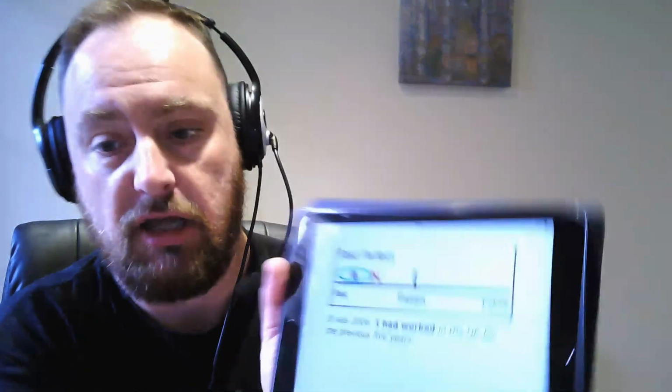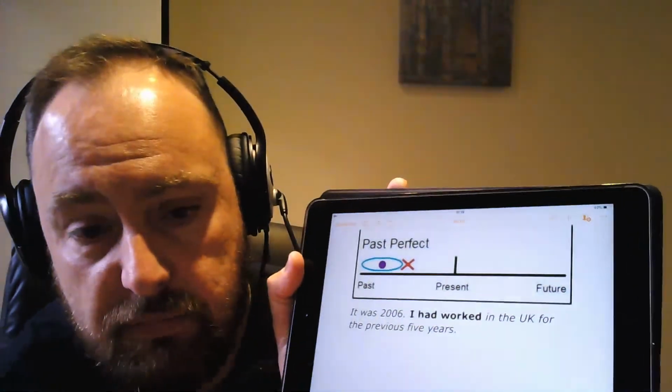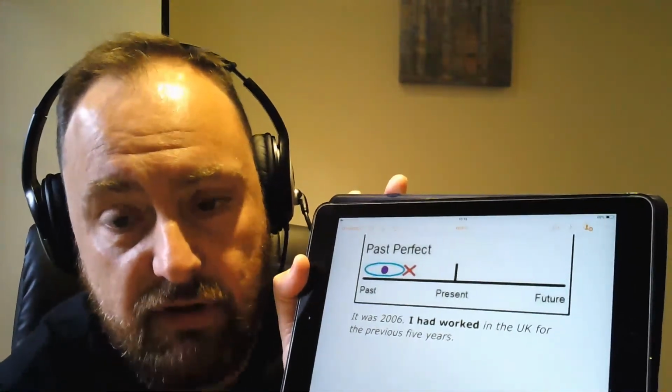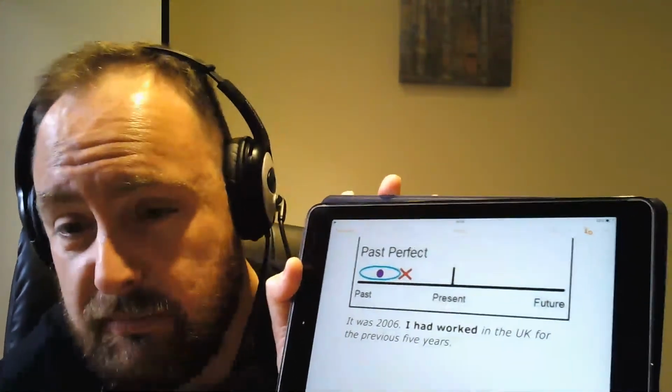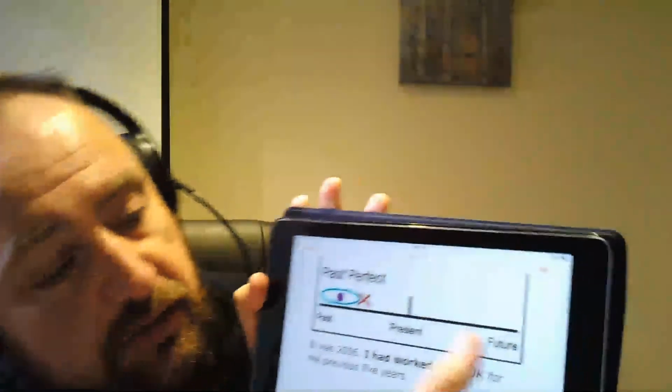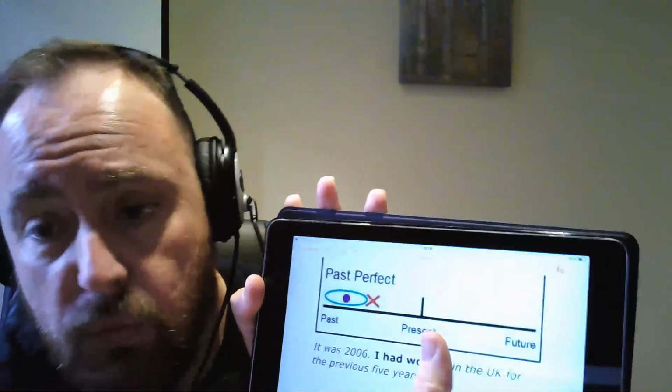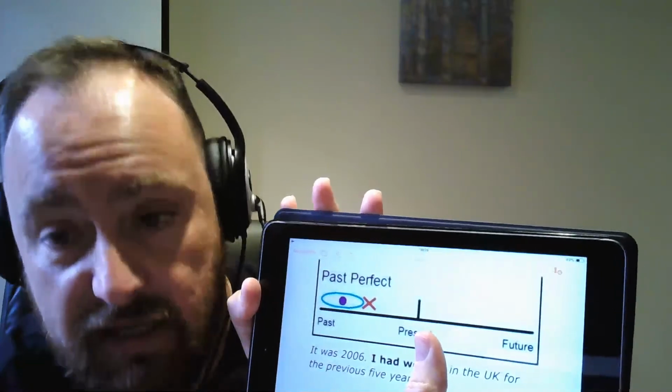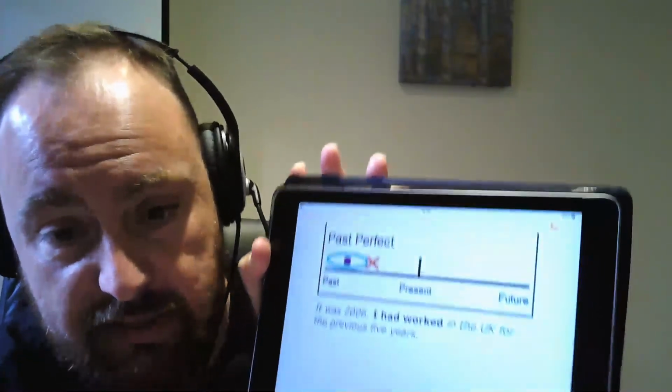So the example sentence that we had at the start of the lesson was this. It was 2006. I'd worked in the UK for the previous 5 years. I'm just going to go back to the timeline quickly for that one, okay? Because an important thing with past perfect is that we need to have the two times in the past. With present perfect, we know that we're talking about until now. But with past perfect, you see we have this red X here. We need to have this in the meaning, at least, if not in the sentence, for it to make sense.